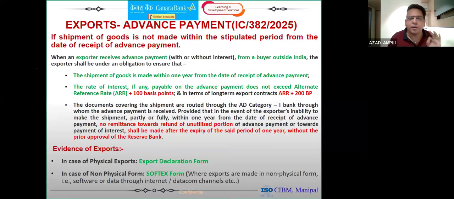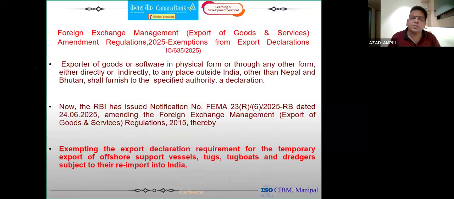This much, remember, okay? Don't try to remember too much, you may not be able to. ERR plus 100 basis points, ERR plus 200 basis points: this much interest only our exporter can pay. In the name of ERR plus 500 basis points, this much interest he should not pay. Okay, right. So one more circular, 635 bar 2025.